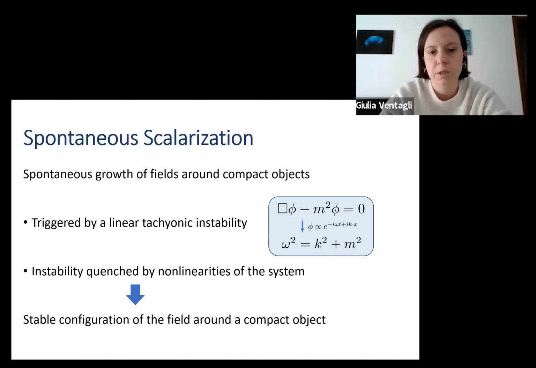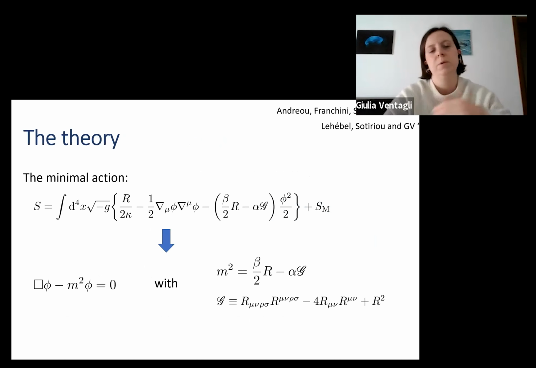At a linear level, it is triggered by tachyonic instability. Here we have a Klein-Gordon scalar field equation, and if the scalar field acquires a negative effective mass square, then the scalar field grows exponentially. This growth can be quenched if one takes into consideration the nonlinearity of the system. If this happens, we are left with a stable configuration of the scalar field around the neutron stars or the black holes.